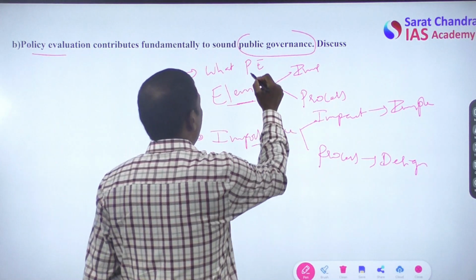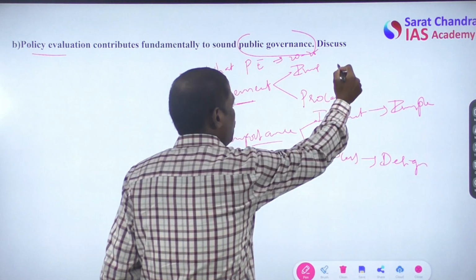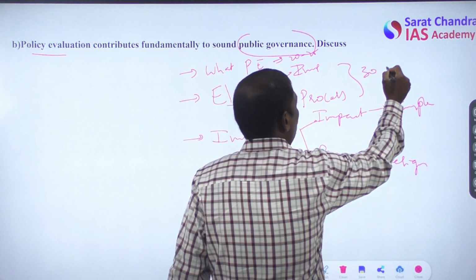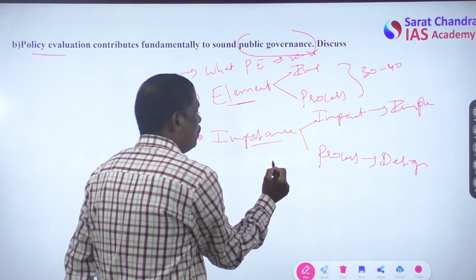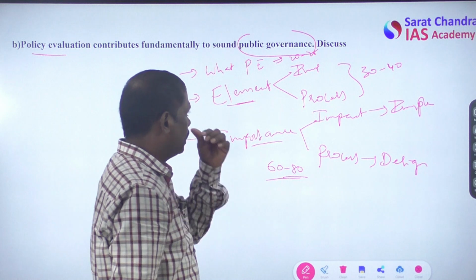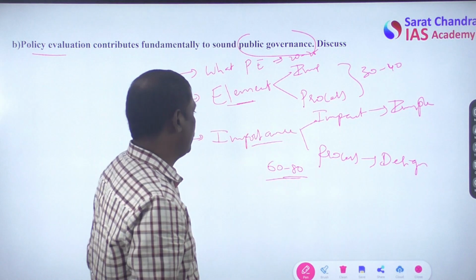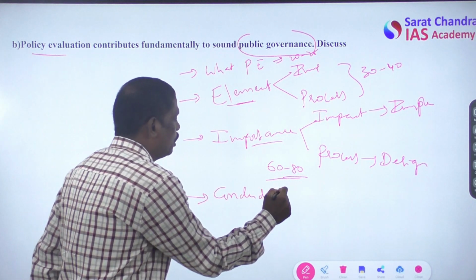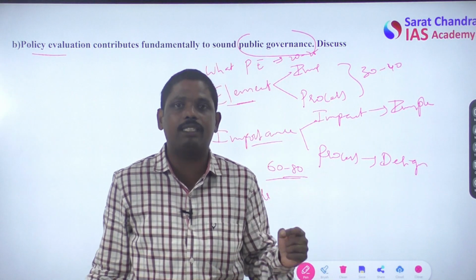That means, if you can write 20-25 words on what is policy evaluation, then define impact evaluation and process evaluation in around 30 to 40 words, then this should be around 60 to 80 words. If you can divide this word limit, it will be very easy. Then conclude the answer by saying that policy evaluation is an important element in the policy cycle.